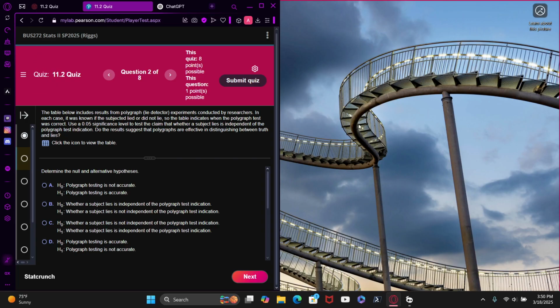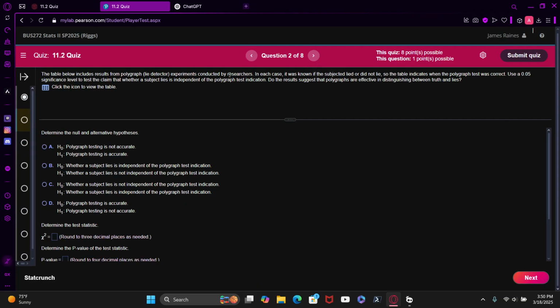I find it a lot easier to X out of StatCrunch and then open it up again and again, just so you don't get your numbers mixed up or something like that. So, let's see. I'll go big screen here.